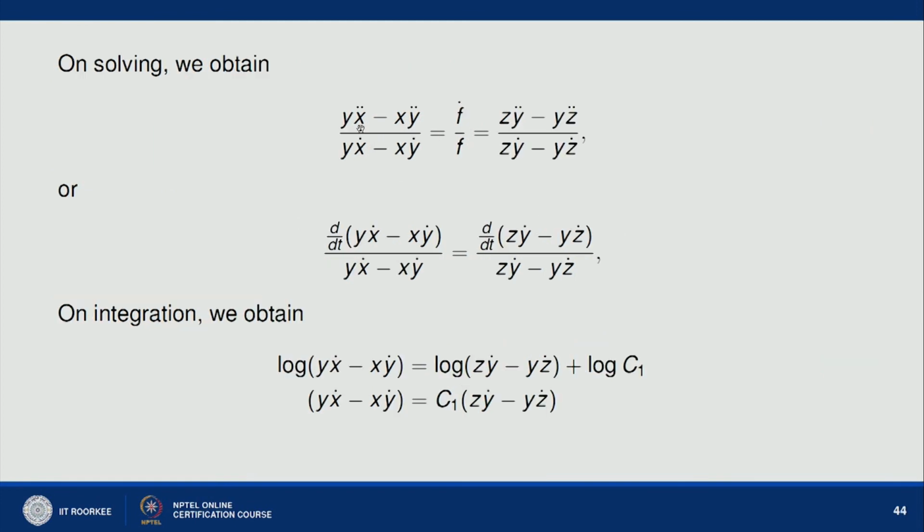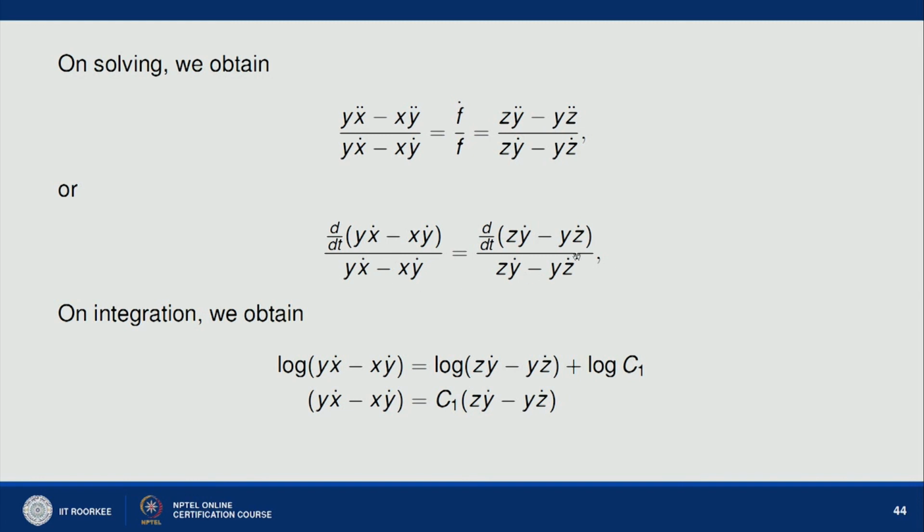So here we have (y x double dash minus x y double dash) divided by (y x dash minus x y dash) equal to f dash upon f. So this you can get. Now we forget this f dash upon f, and then we have these two equations: (y x double dash minus x y double dash) divided by (y x dash minus x y dash) is equal to (z y double dash minus y z double dash) divided by (z y dash minus y z dash). If you look, the numerator is nothing but the derivative of the denominator. So taking this in mind, we can write this as d/dt of the denominator.